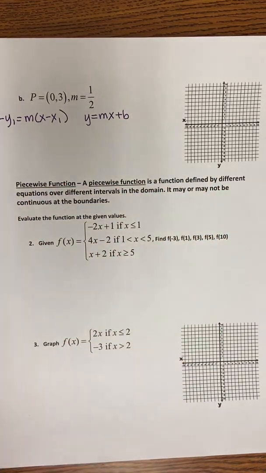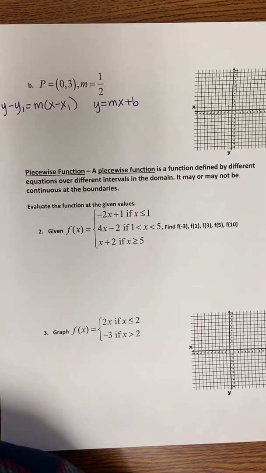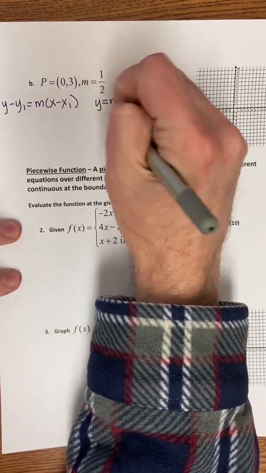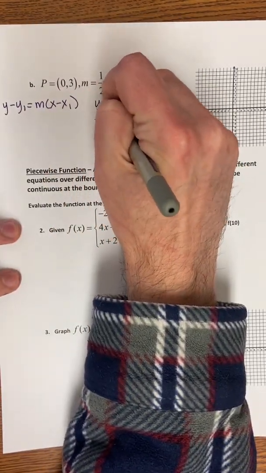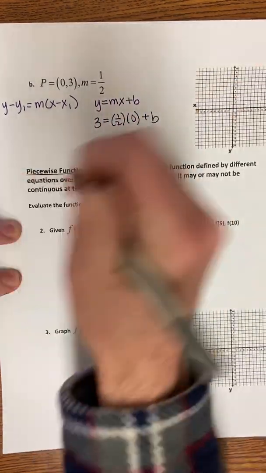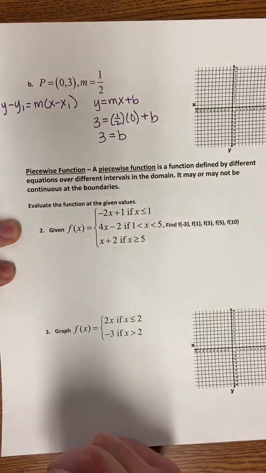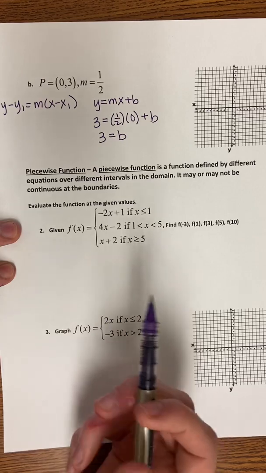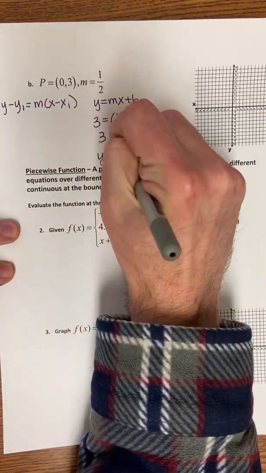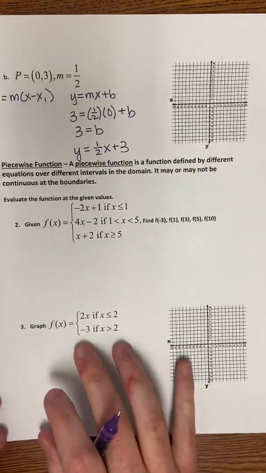Now in this case, because the point we were given is already an intercept, that may not be necessary, but that won't always be the case. So here we get 3 equals 1/2 times 0 plus b, which really just simplifies to 3 equals b. So we get the equation of the line y equals mx plus b. We have m, we have b. So this gives us the line y equals 1/2 x plus 3. And from there, you can go ahead and graph it if you would like.